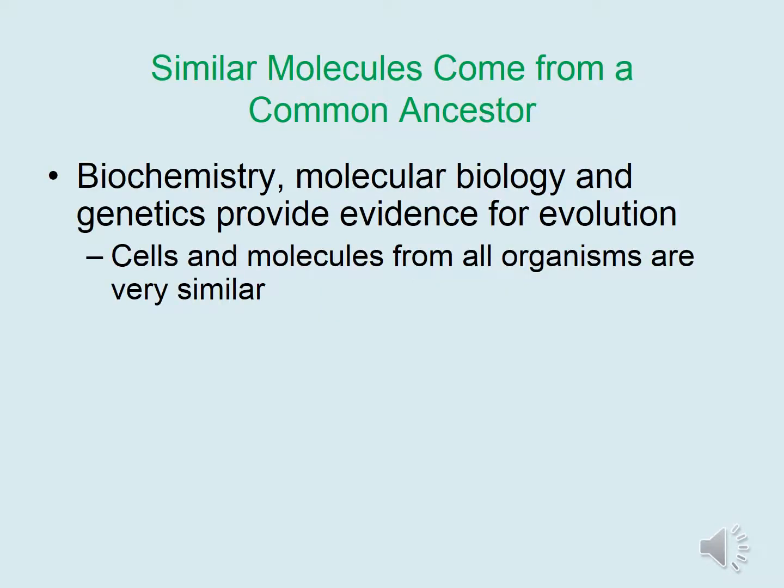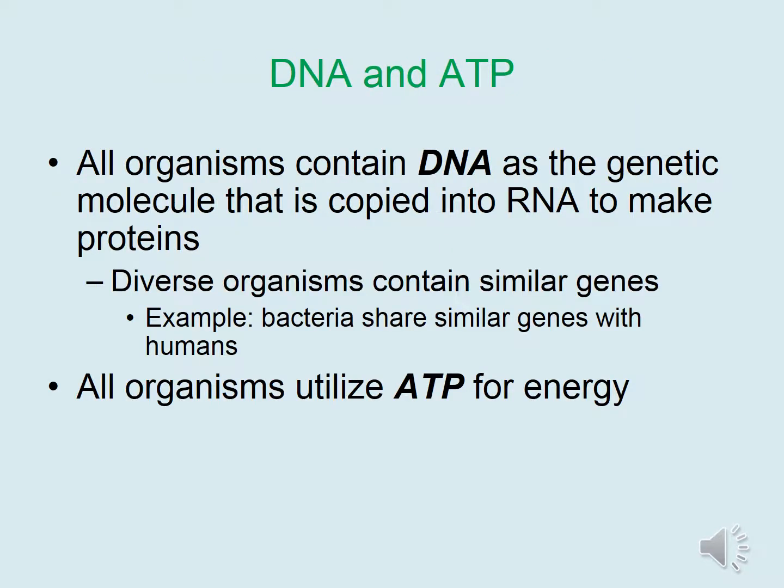Biochemistry, molecular biology, and genetics also provide evidence for evolution. For instance, cells and molecules from all organisms are very similar. One example of a molecule that's been conserved over evolutionary history is DNA. All organisms contain DNA as the genetic molecule that gets copied into RNA to make proteins. DNA has the same double helix structure in all organisms and contains the same bases in all organisms. This is because DNA as the genetic code molecule is very effective. Therefore, there's no need to change it as evolution occurs.